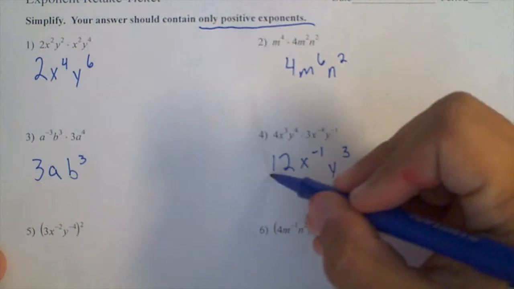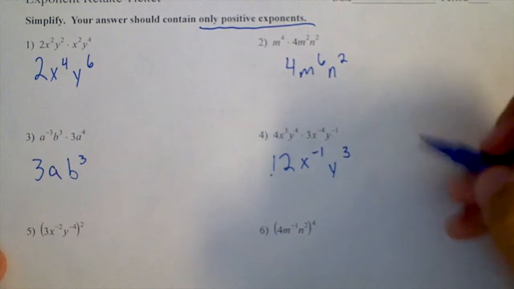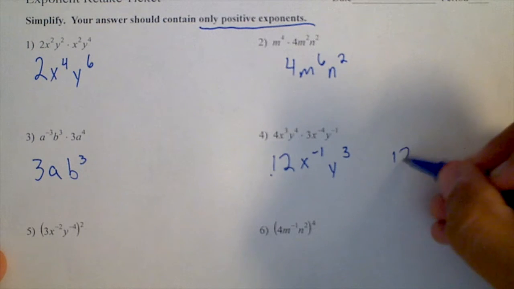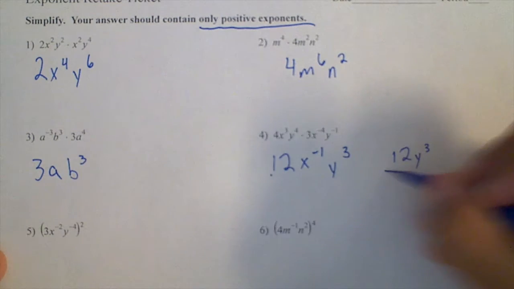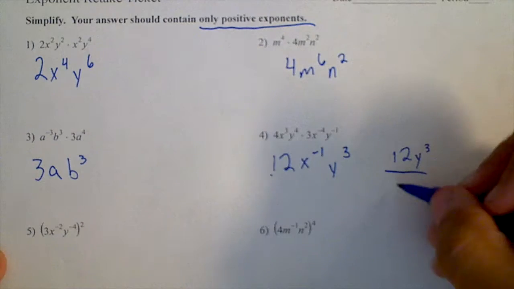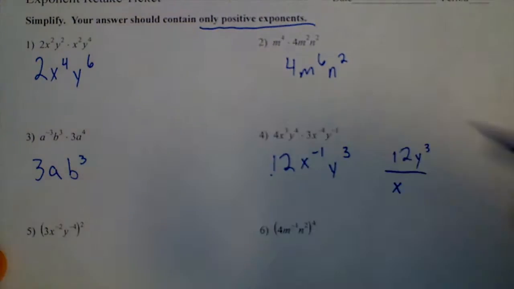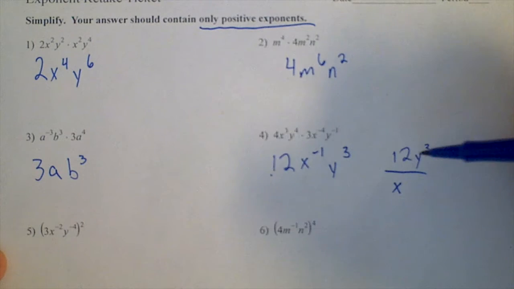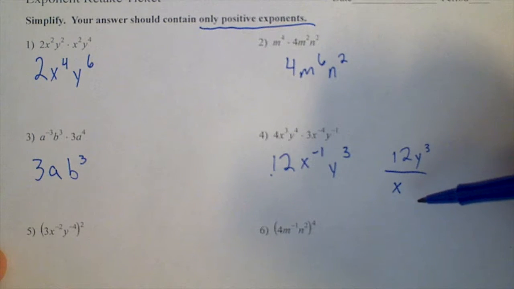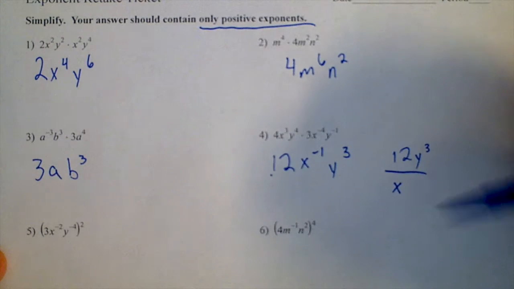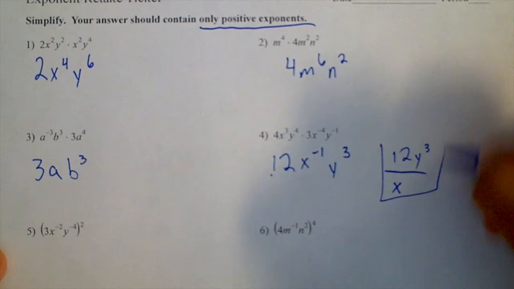So notice the 12 and the y to the third, those have positive exponents. So those will stay. The x is going to move to the bottom and its exponent becomes positive. So x to the negative first moved to the bottom and became positive. So it's now x to the first, which we just say is x.